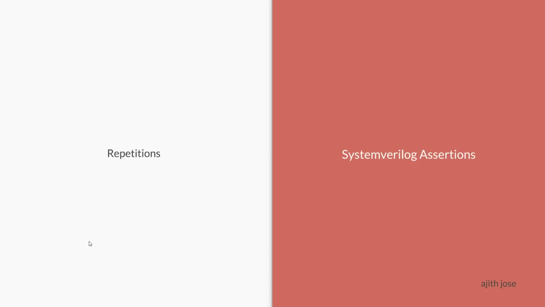Repetition in sequences. In the previous session you have seen that a sequence is composed of Boolean expressions. It can also specify cycle delays, which you have learned in detail in the previous session, and the remaining portion in sequences is repetition operators. So a sequence consists of Boolean expressions, cycle delay operators, and repetitions.